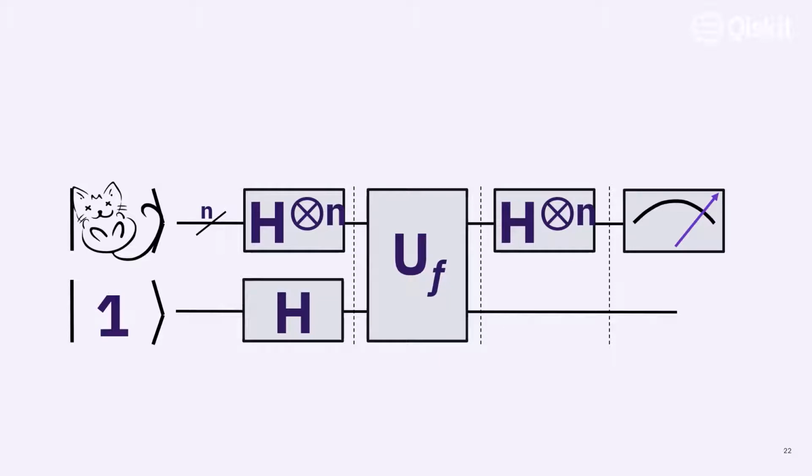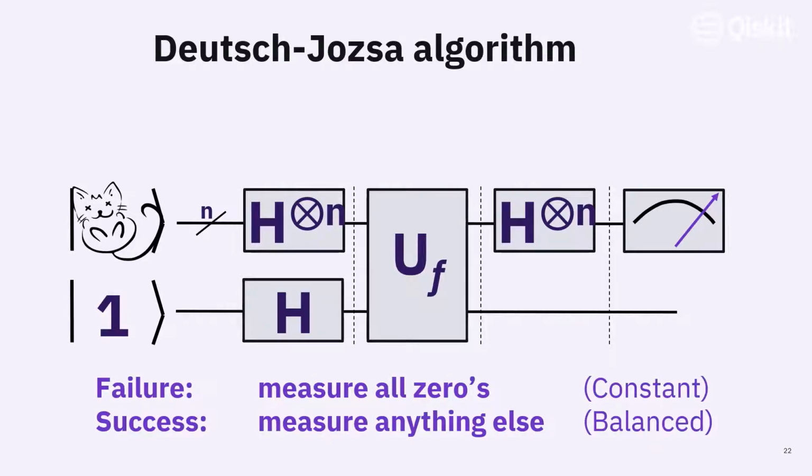Well, first you apply the Hadamard gate, which we've already learned about, to the n plus 1 qubits. Then you apply U sub f. Then you apply Hadamard gates to all the n qubits, and then you measure the n qubits that represent the state of the cat. And how the Deutsch-Jozsa quantum algorithm works is that if you get a measurement outcome on the n qubits of all zeros, you have the constant case in which the function f is constant, has constant outputs. So that's a failure case in our scenario. And if you measure anything else, you've got the balanced scenario, which means that in our cat analogy, you succeeded with your function f.